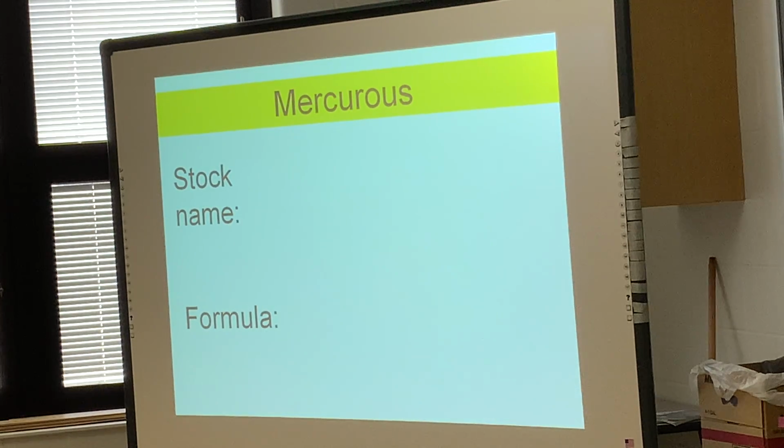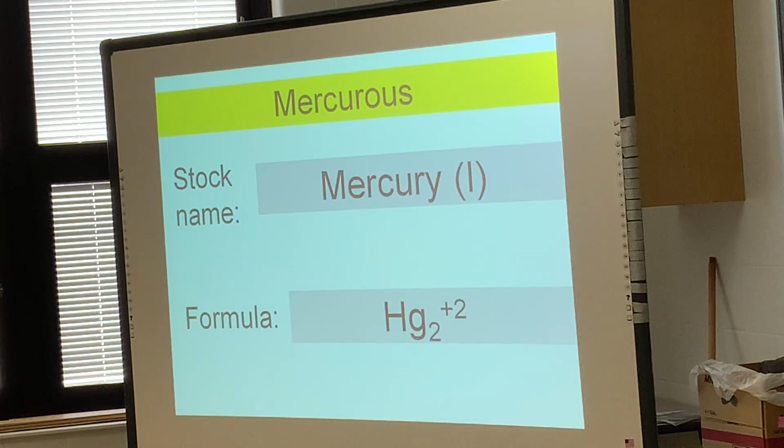Mercurous. Well, the two charges for mercury. This would be 1. Hg subscript 2, positive 2. This is that weird one, really weird one. Plus 1. It's mercury 1, but it's Hg subscript 2. Hg2 positive 2. What's different about this one is it has a subscript 2 down here.